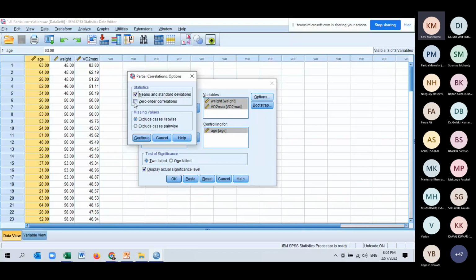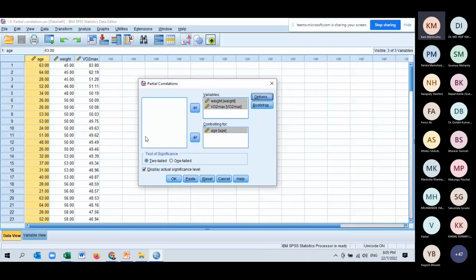You select both: the statistics, means and standard deviations, and zero order correlation. Continue. So think about it in your field of study, where we can use a partial correlation.